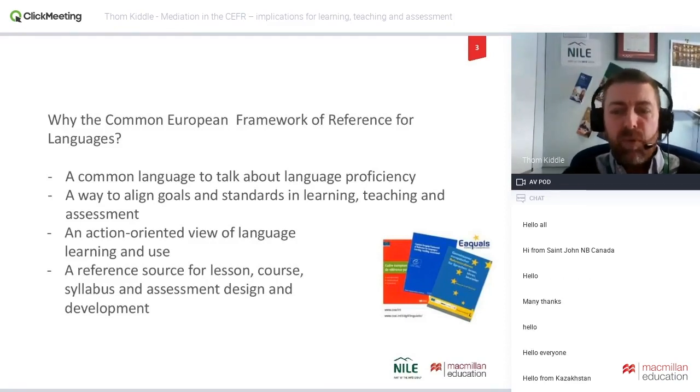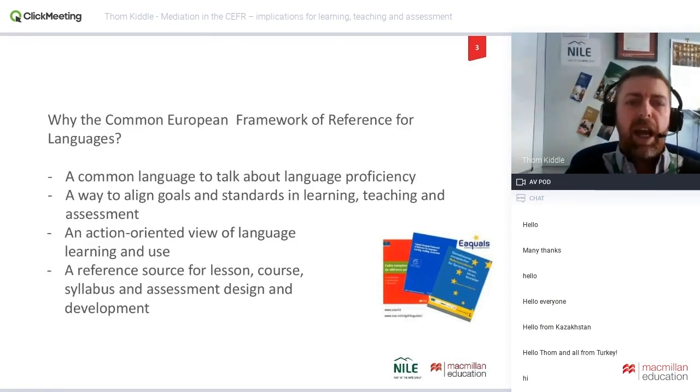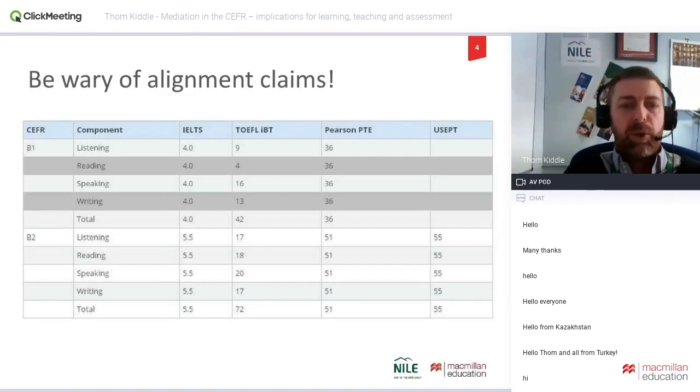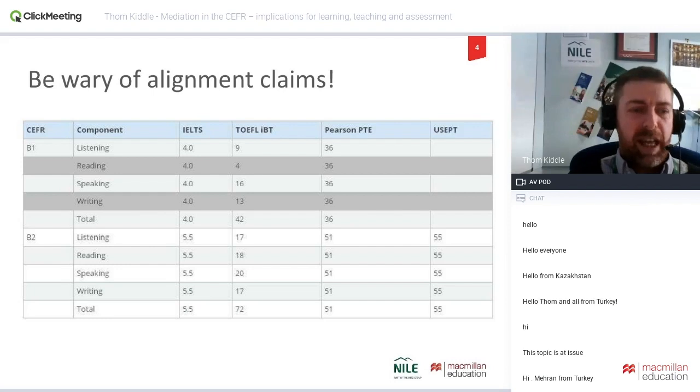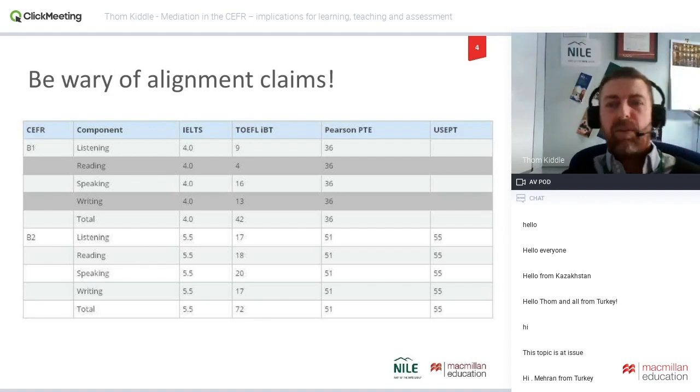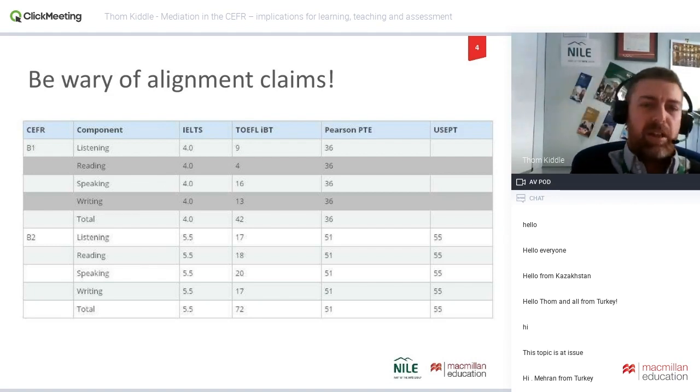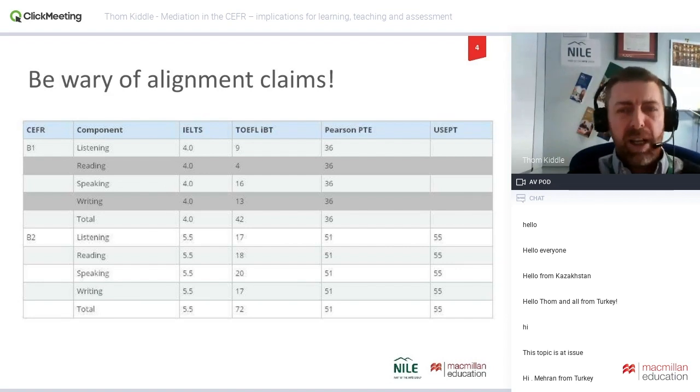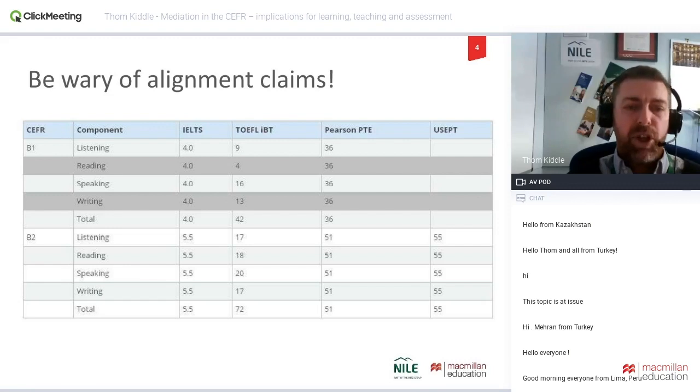But it's also fraught with dangers as well. We have to be really careful when people say a test or a syllabus or a course book is aligned to the CEFR. We see things all over the internet that say, here is how different tests are aligned to the CEFR, and this course is aligned to the CEFR, and this test is aligned to the CEFR, and this syllabus is aligned to the CEFR. We have to be really careful what that means, and be careful that there is not an assumption that because it's aligned to the CEFR, it's the same as something else that's aligned to the CEFR.